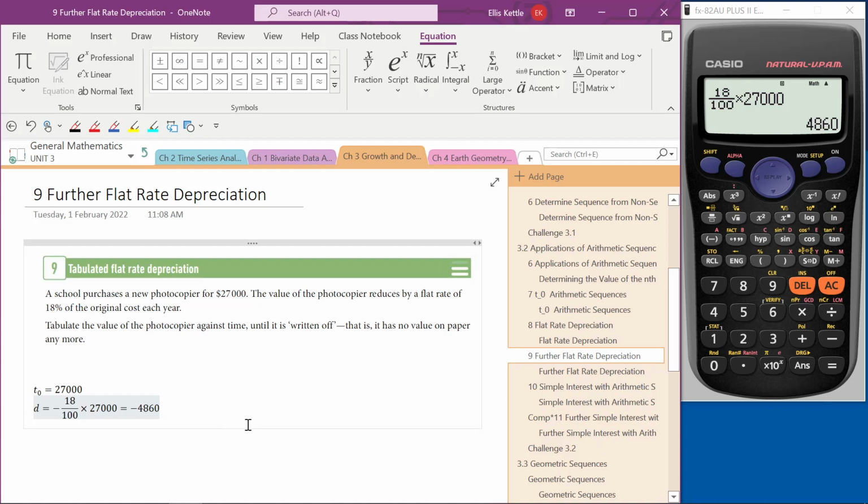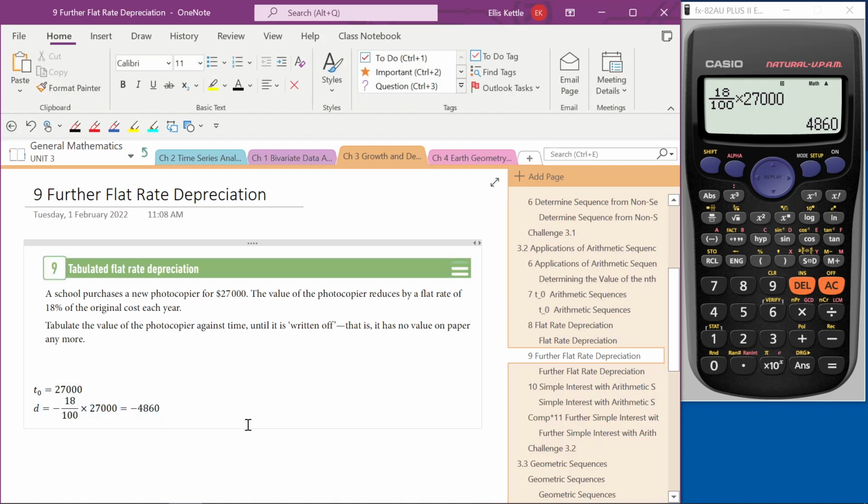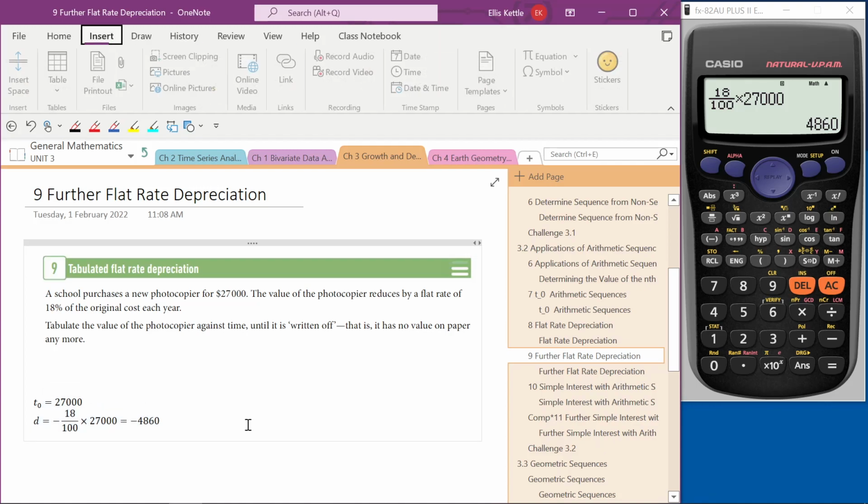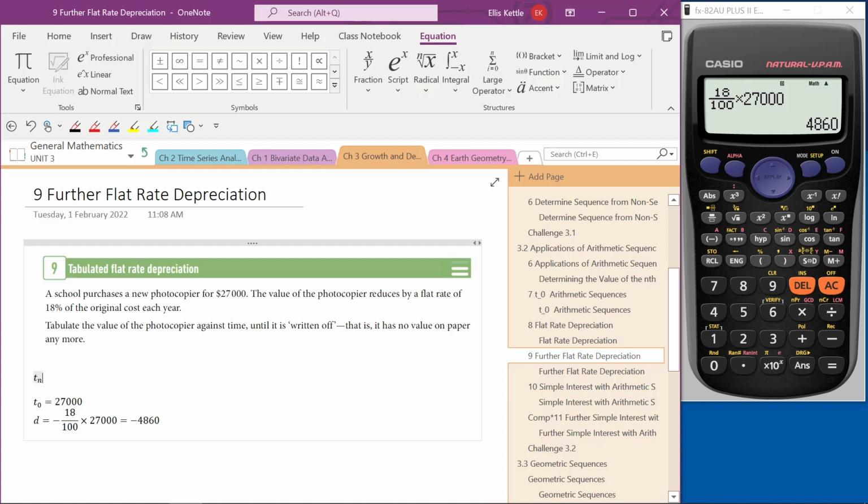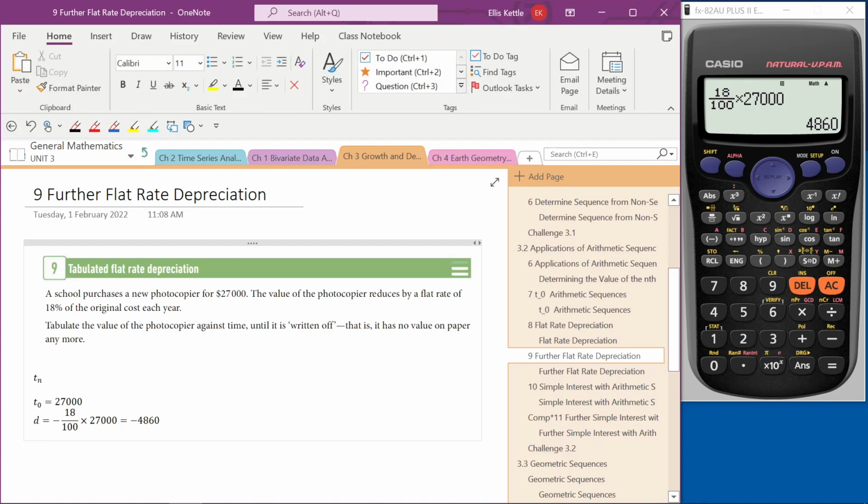Okay, so I now know what T0 and D are. But it says that instead of just working out until it's written off, which we could just do algebraically, let's tabulate it instead. So once again, I'm just going to set up my variables. So Tn is going to be the value of the photocopier after n years, because it's reducing cost every year.